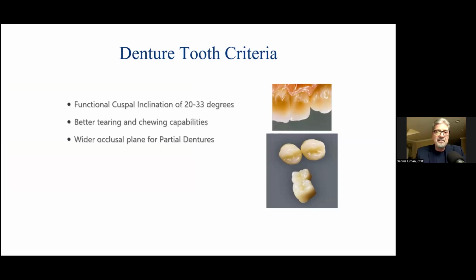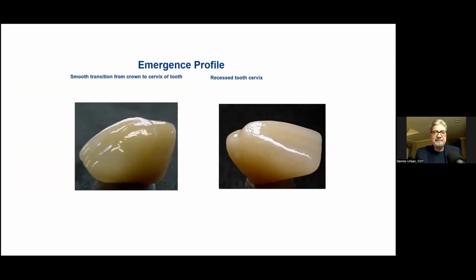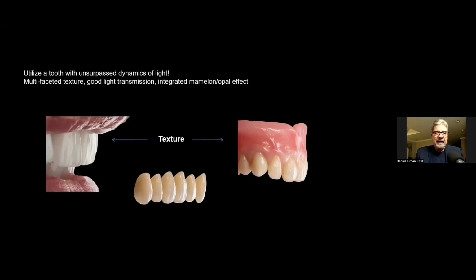So we want functional cuspal inclination about 20 to 33 degrees. Why? Because it's going to help the patient chew and tear food better. And different emergence profiles for the patients. Smooth transitions from the crown to the cervix of the tooth or a recessed tooth depends on how the patient looks and what kind of mouth they have. And we want to utilize the tooth for unsurpassed dynamics of light. And I like to use a high-end denture tooth. I want the patient to look like they're not wearing a denture.